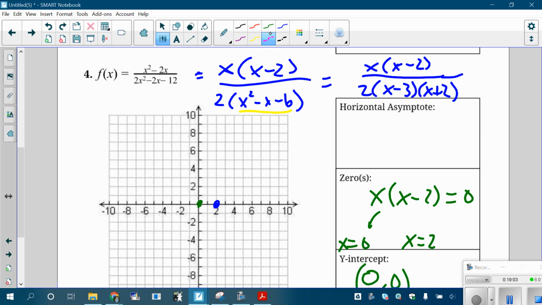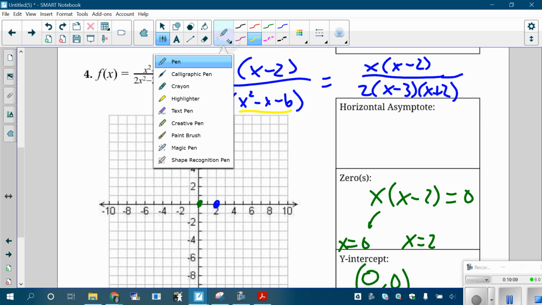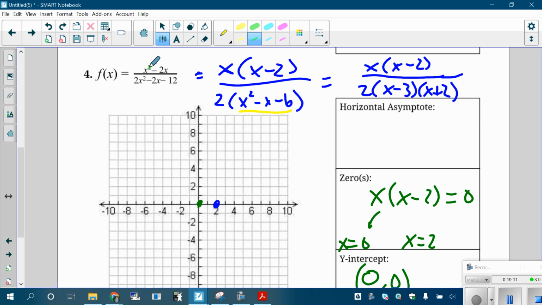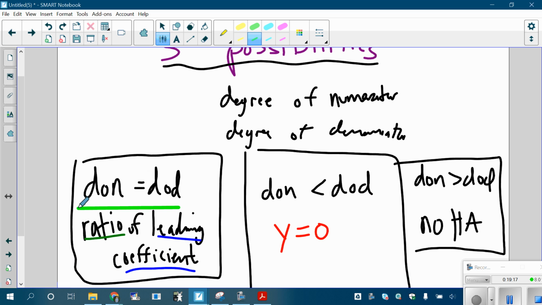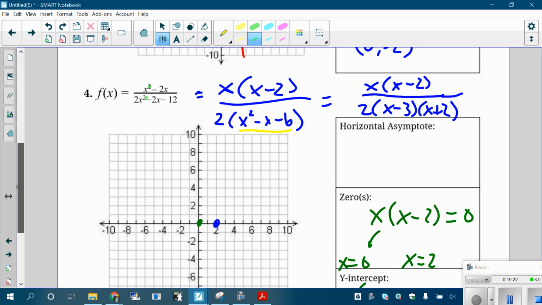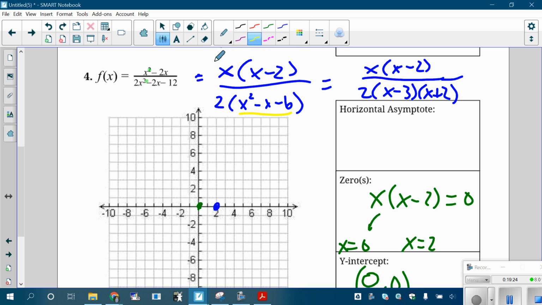Find a horizontal asymptote. I look at the degree of the numerator compared to the degree of the denominator. You'll see that the numerator's second degree, got a little x squared there. Degree of the denominator's second degree, so they're the same degree. We got to do this ratio of the leading coefficients idea. So what's the leading coefficient in number 4 for the numerator? Well, it's 1. What's it for the denominator? 2. So we got to make it into a fraction, 1 over 2. And y equals that is our horizontal asymptote. So we have a horizontal asymptote at 1/2.